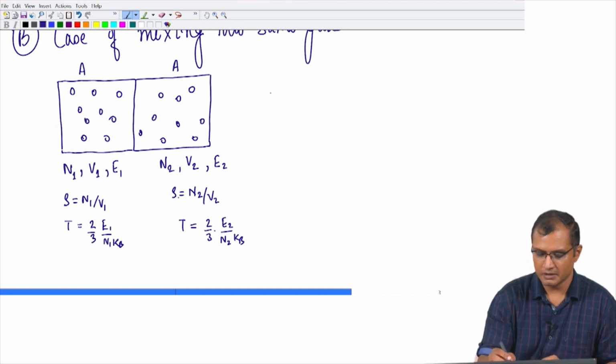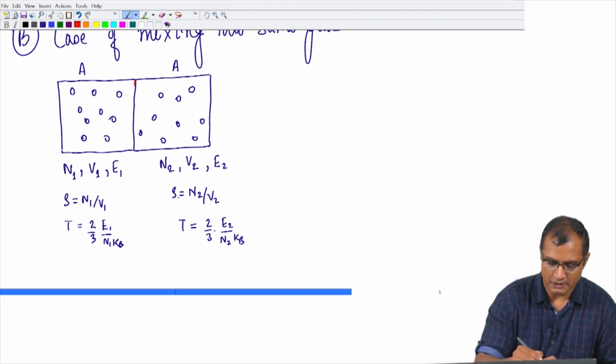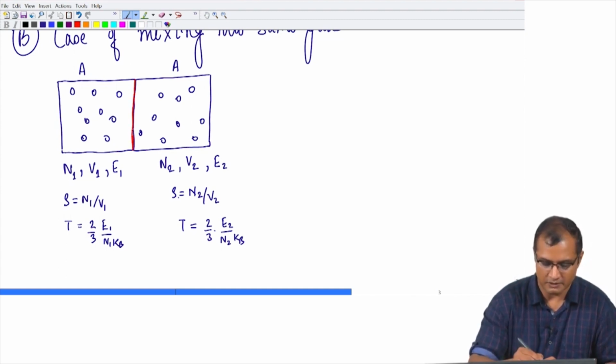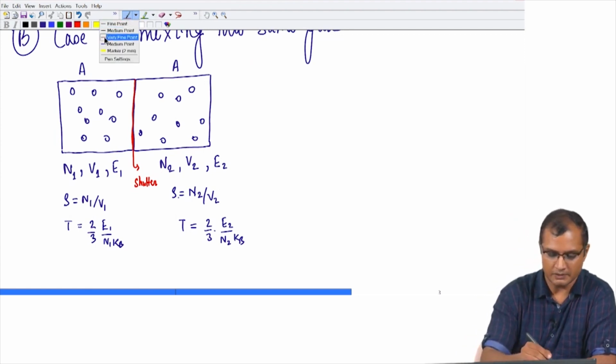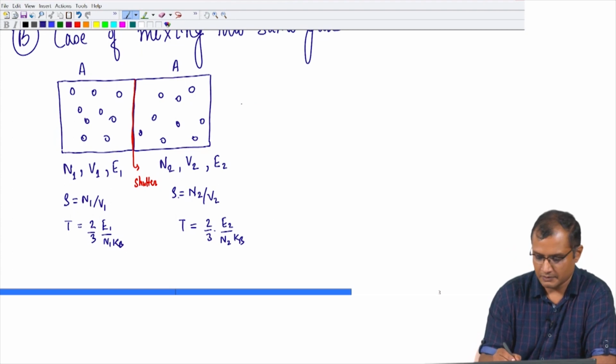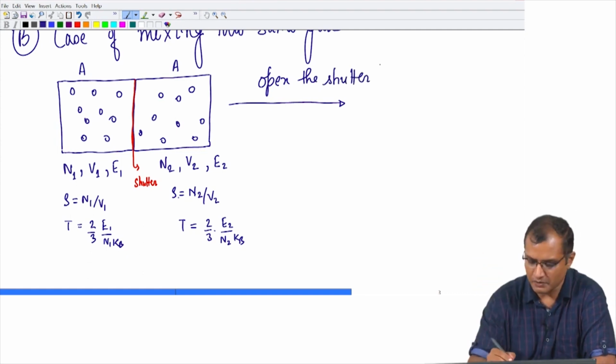Now, again as usual we have the shutter here that we can open and close as per our wish. So, I have my shutter here. So, I am going to open the shutter and allow the gases to mix. So, basically I will wait for a long time.